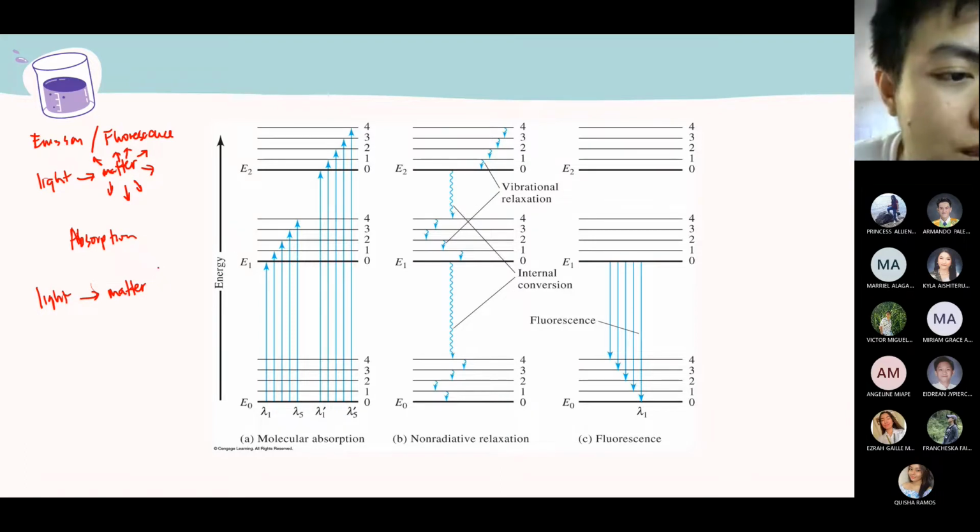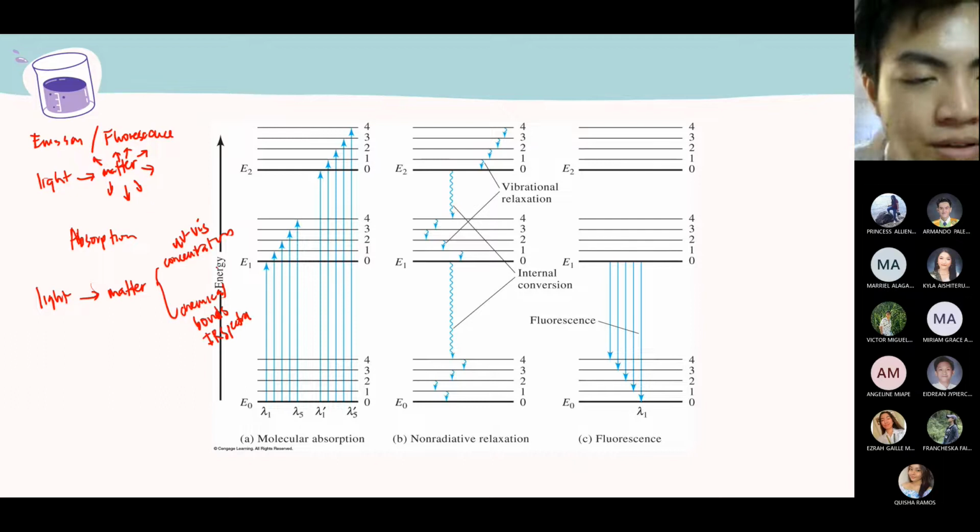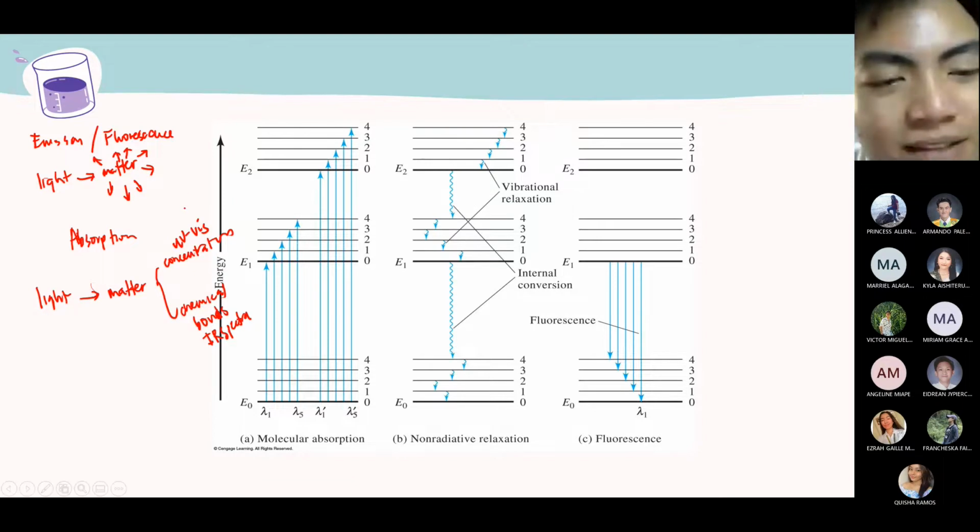So, it can give us two information. Concentration or chemical bonds. Kapag concentration yung gusto mo malaman, you can use UV-Vis. Kapag chemical bonds naman, you can use IR. So IR spectroscopy. So ganun lang. So ito yung pinaka-summary ng mga slides na yun.